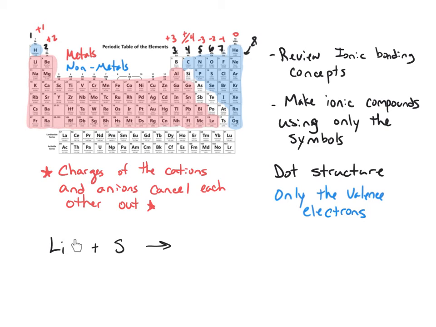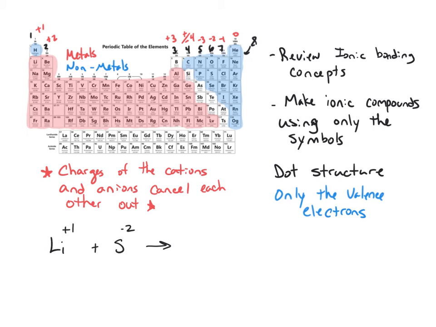Now you know that lithium is a +1 charge because lithium's in the first column. And sulfur is a -2 charge ion because of its position on the periodic table. Now as they combine, if you take one of each of them, you're going to have leftover sulfur charges because a +1 charge will only cancel out one of the sulfur's two charges.